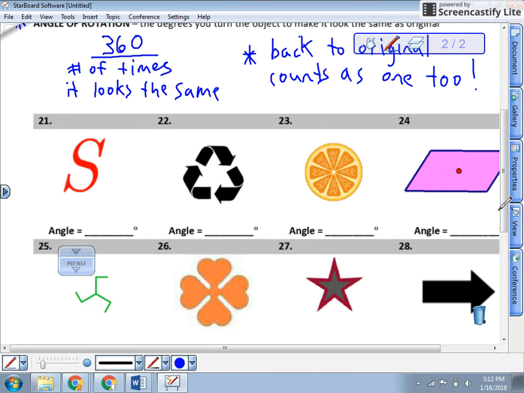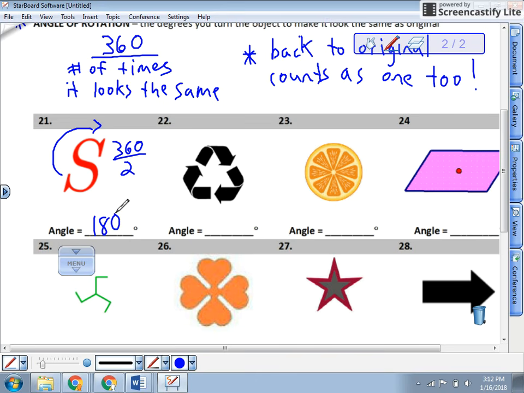So this first shape, this S, how many times can we turn it? Well, I'm going to go clockwise. If I turn it this way, I can do it once and then back to the original. So I think I can do it twice. So this one would be 360 divided by 2, so the angle of rotation then would be 180 degrees. If you can turn something twice, the angle of rotation is 180.